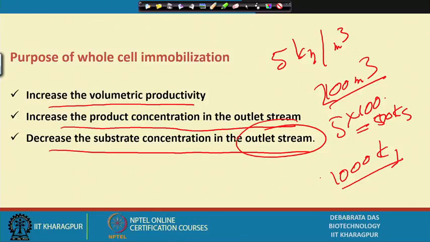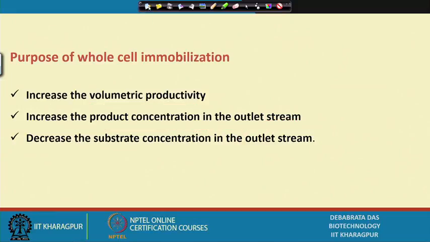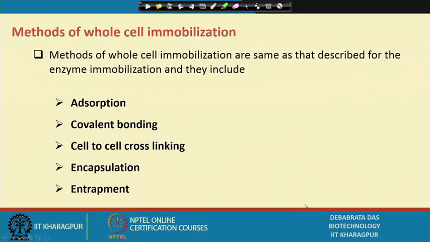If the concentration in the outlet stream is less, that means the load on the waste water treatment process will be very less, which will help to reduce the product cost to a great extent.